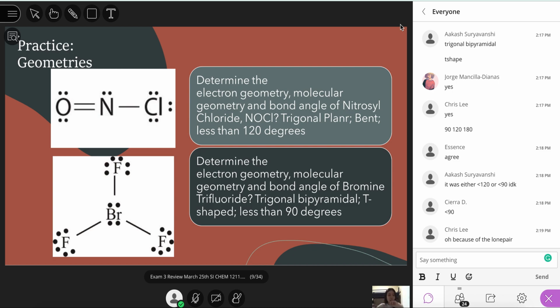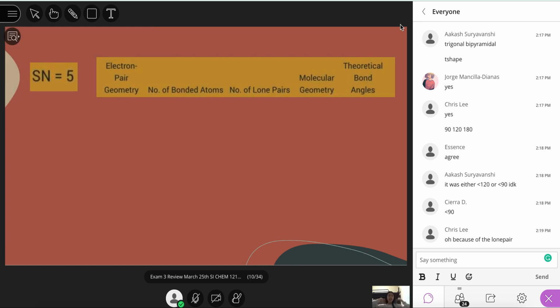I try to choose examples with more lone pairs on it, so you can see how that would work with different molecular geometries. So speaking of, let's label this one out, because I know you don't have an equation sheet, so I want you to know this immediately.